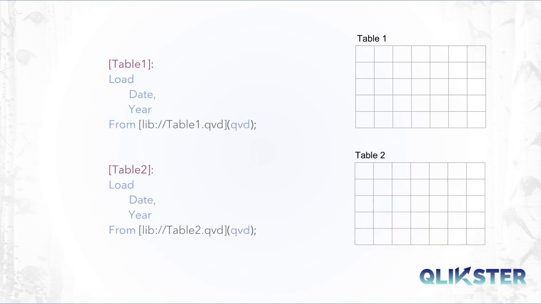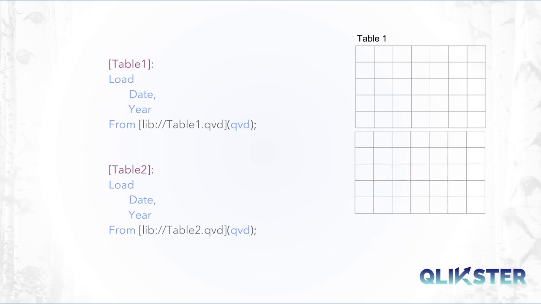Pay attention to a very special behavior of Qlik Sense. If we load two tables after each other that have the same column names, Qlik Sense will automatically concatenate these two tables, which can cause a lot of confusion. Let's have a look at a code example.